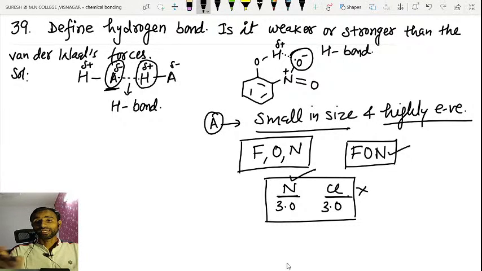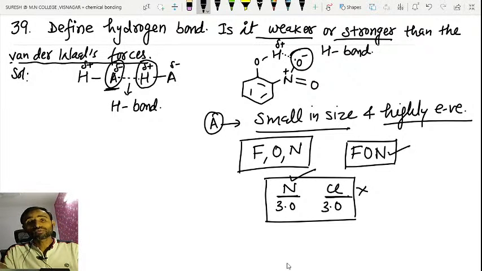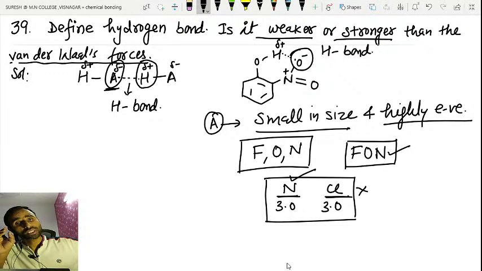Now second question, is it weaker or stronger than van der Waals forces? So obviously van der Waals forces are weak forces, though dipole-dipole attraction is also van der Waals. Dipole-dipole interaction is also van der Waals attraction, but hydrogen bond is above all this. Hydrogen bond is stronger, though it is also not a true type of bond. It is also just an interaction. Siddharth, right, all of them are not true types of bonds. But hydrogen bond is stronger than any van der Waals attraction.